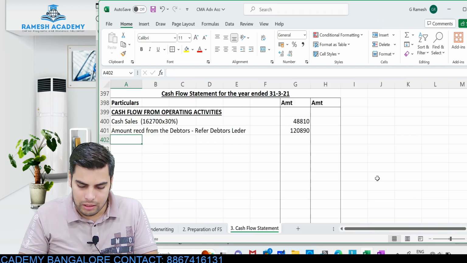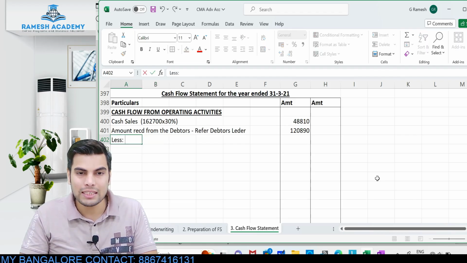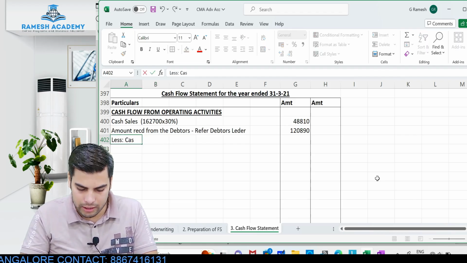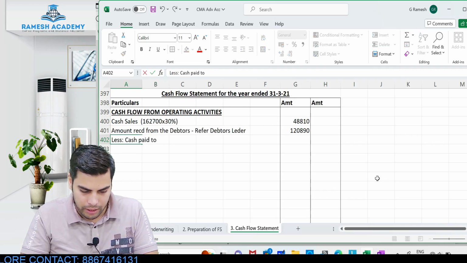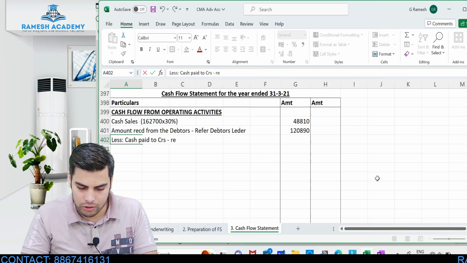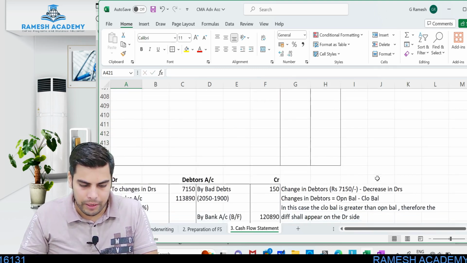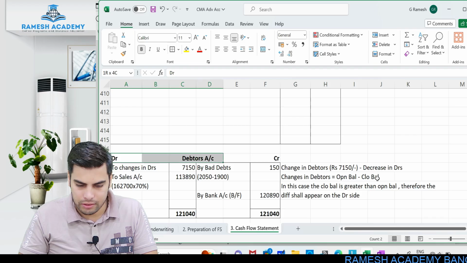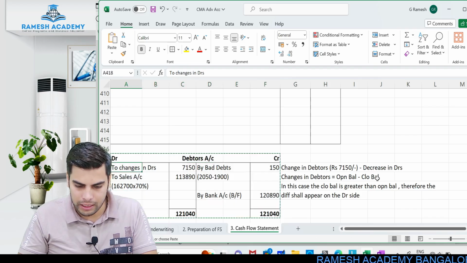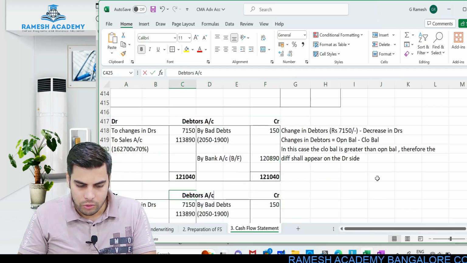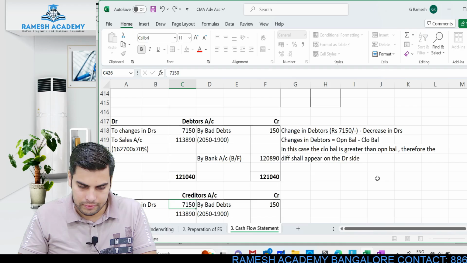Similarly, I just need to find out how much exactly is the cash which I paid to creditors. So for cash paid to creditors, refer to the creditors ledger. Similarly, I'll be preparing one more ledger, that is the creditors ledger. Same concept I need to apply even in this case. The only thing is, instead of calling it debtors, here we'll be calling it creditors.